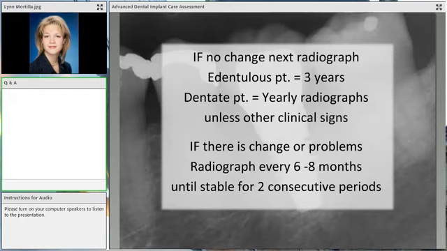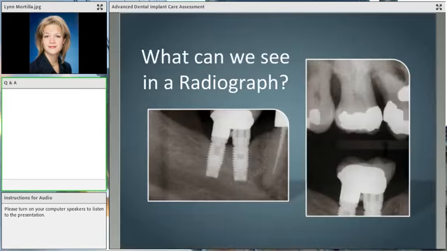If the patient does have teeth, you want to take yearly radiographs, unless you see other clinical signs, symptoms, or problems, in which case you're going to make sure that you radiograph, and if there's a problem that you've got to fix, you want to radiograph every 6 to 8 months until you have 2 stable radiograph cycles where there are no problems and you are sure that the problem has been solved. So those are incredibly important parameters to follow to be sure that there's no early signs of problems.